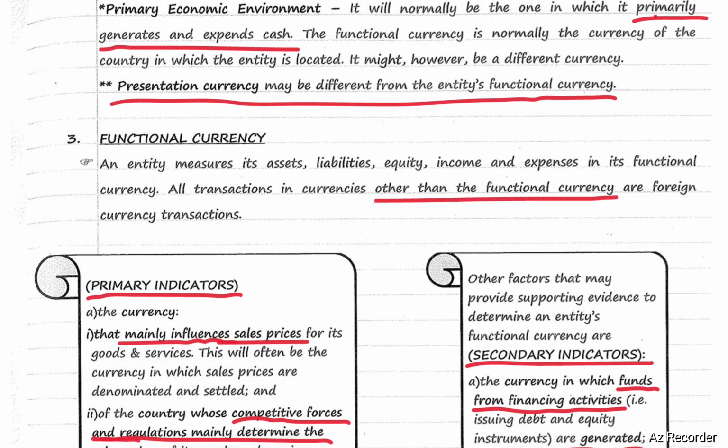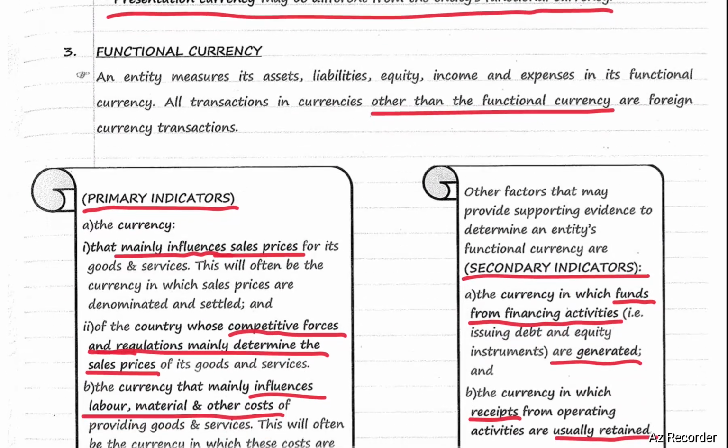Primary economic environment. The primary economic environment is normally the one in which it primarily generates and expends cash. The functional currency is normally the currency of the country in which the entity is located. It might, however, be a different currency. Presentation currency may be different from the entity's functional currency.